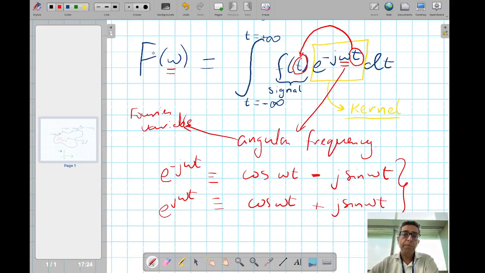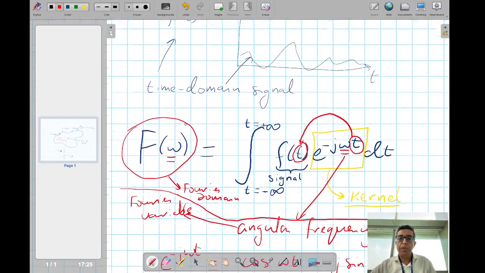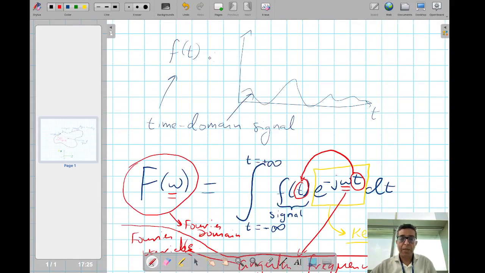However, when we perform this mapping of f of t into f of omega, we sometimes refer to f of omega as being in the Fourier domain. Okay, so this is called the Fourier domain. So that Fourier domain representation is equivalent to a representation of f of t in the time domain, in the sense that if we map f of t into the Fourier domain, we are guaranteed to be able to map back to the time domain.